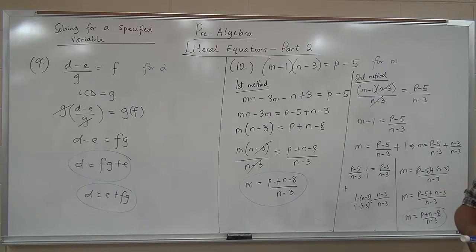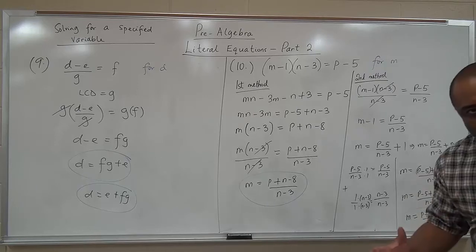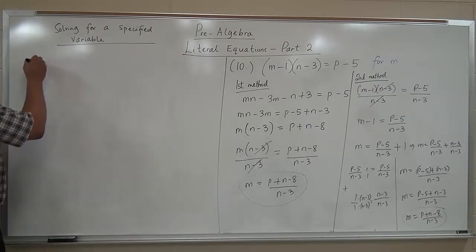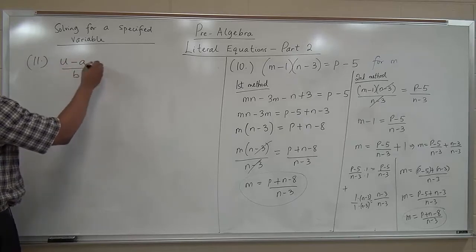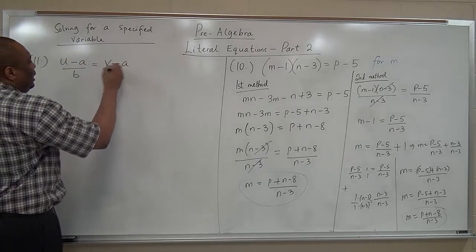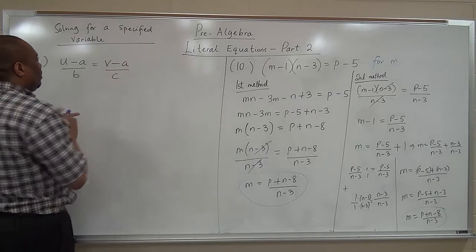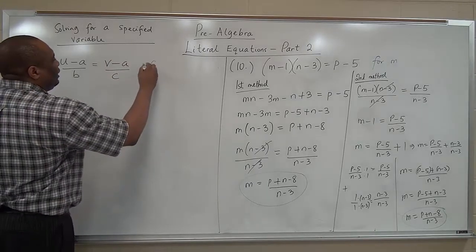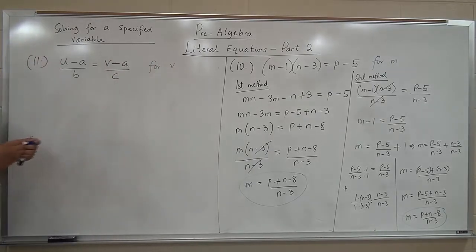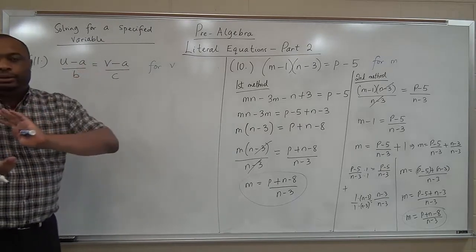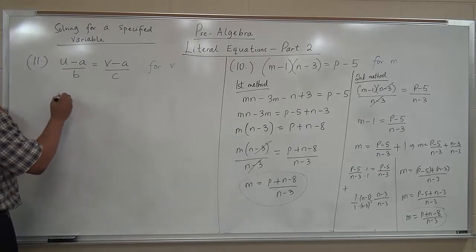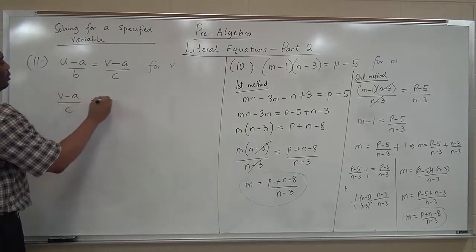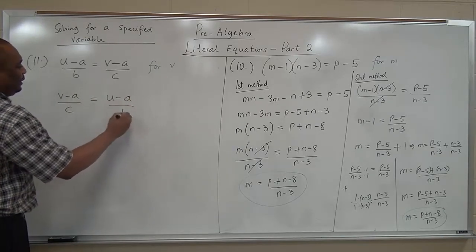Okay, we have 2 more questions to go. Question 11. u minus a over b equal to v minus a over c. We want to solve this for v. So v is on the right hand side, so let's rearrange it. We now have v minus a over c equal to u minus a over b.